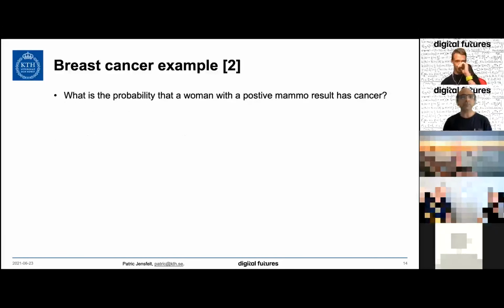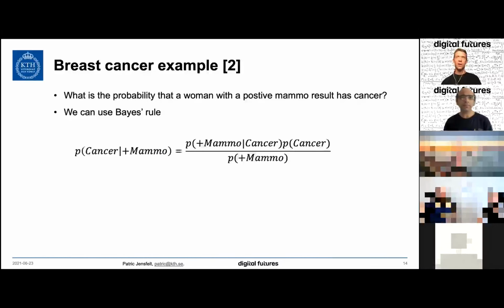And let's do that by starting by looking at the probability that the woman with a positive mammogram has cancer. And to do this, we can use Bayes' rule, which if we replace our A and B from before with having cancer and getting a positive response from the mammogram, would give us an equation where on the left-hand side we have the thing we want to calculate. So given that there is a positive response from the mammogram, what is the probability that we have cancer?